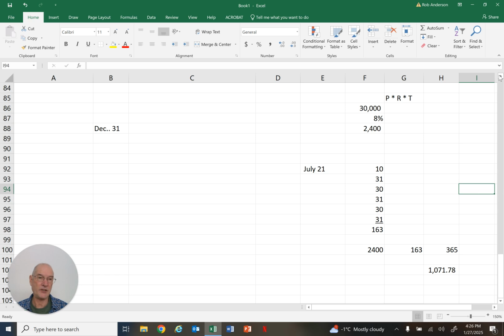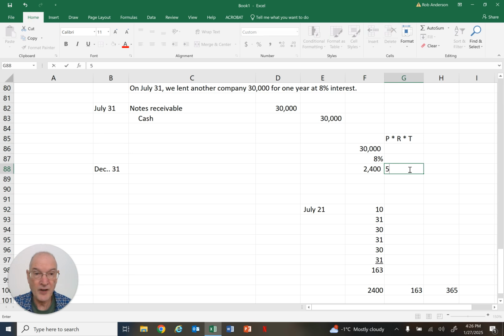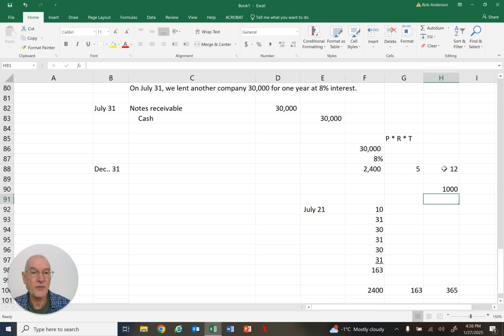Now our example is a little easier because we lent the money on July 31. So we need to accrue 5 months, right? August, September, October, November, December. Not July because we lent it on the 31st. So time in this case is 5 months out of 12, right? So the 8% is a year, so there's a year's worth, and we have 5 months out of 12. So the amount we want is our year's interest times 5 divided by 12. And that's $1,000.